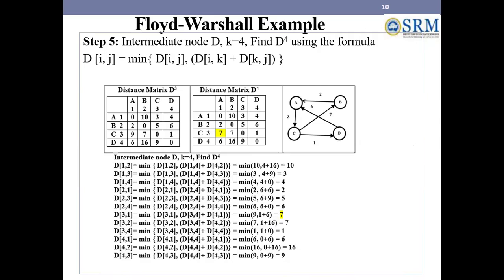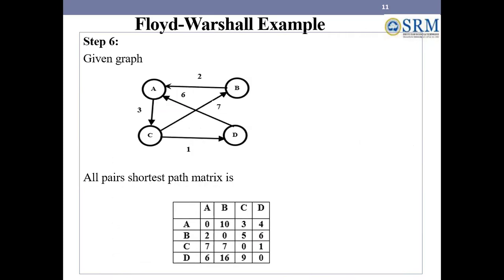So this is the final result. This is the final shortest path matrix between every pair. So A to B, A to C, A to D. All diagonals are 0. Then D to A. This is a directed graph. A to B is different from B to A.